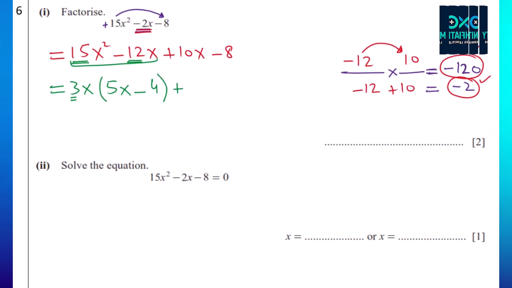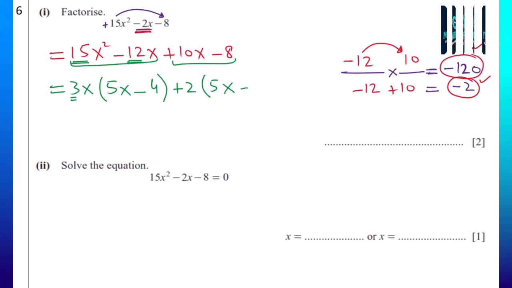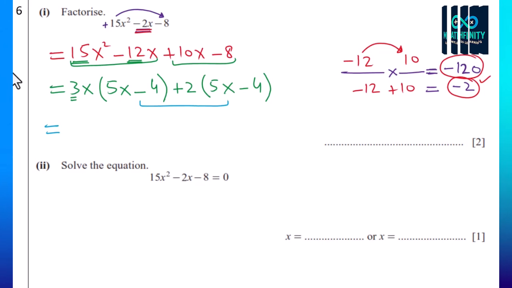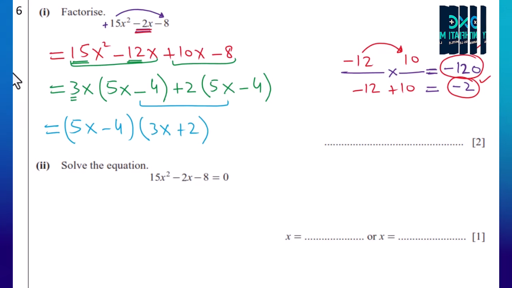From the second pair, we can see 2 is common. So 10 divided by 2 is 5 and x, and minus 4. We can observe that these two brackets are the same. So we did everything correct. We have to write 5x minus 4, 3x plus 2. So if they ask to factorize, these two are the factors.